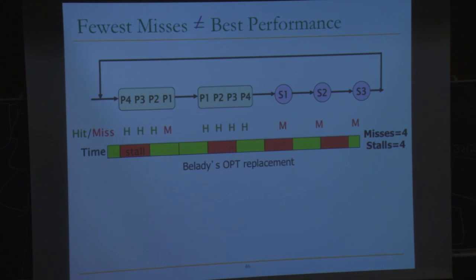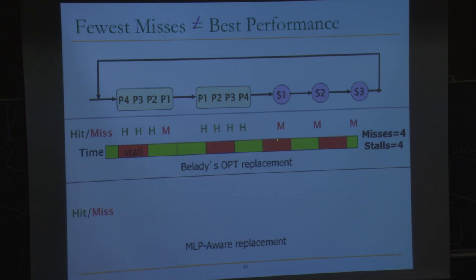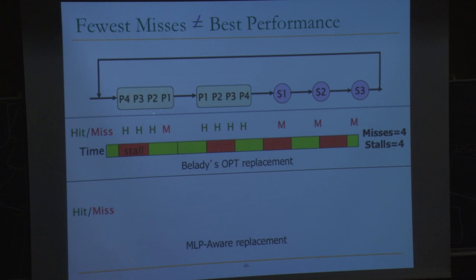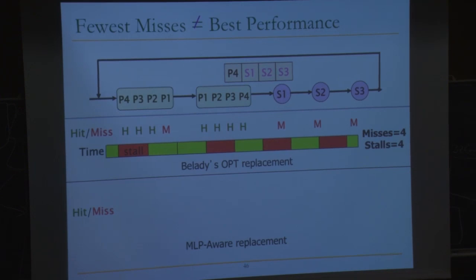Now let's say we want to be more aware of the memory level parallelism. Let's say if you look at this loop, it always happens so that P4, P3, P2, P1 are accessed together. You can service them in parallel. So these are less costly in terms of performance, whereas these S1, S2, and S3 are much more costly. Right? If you eliminate one of these, you eliminate a stall. So we're going to try to keep in cache these blocks. And that's the idea. We keep in cache S1, S2, S3.